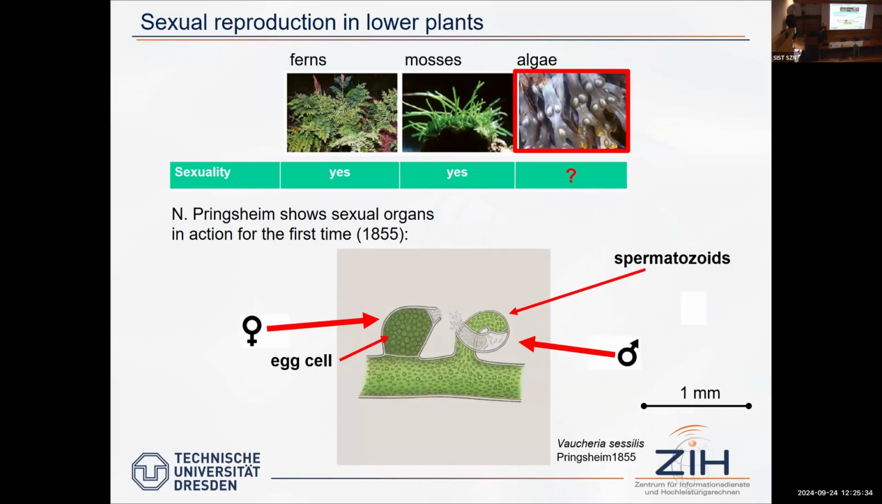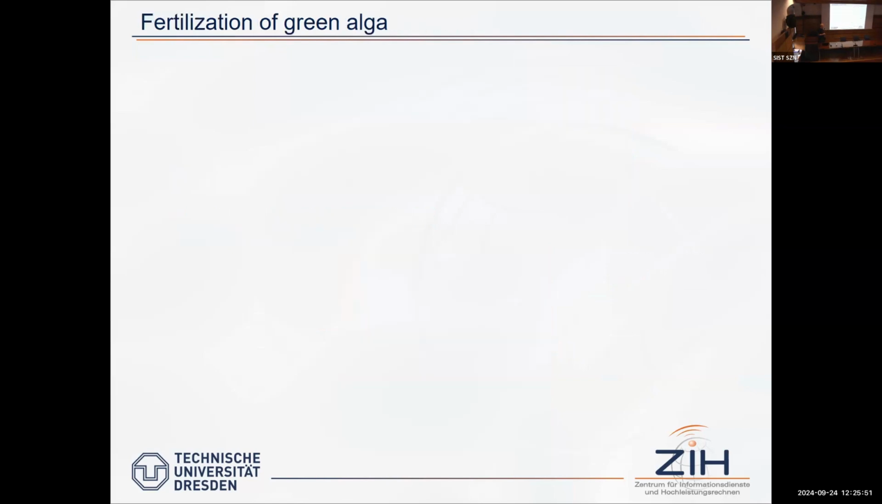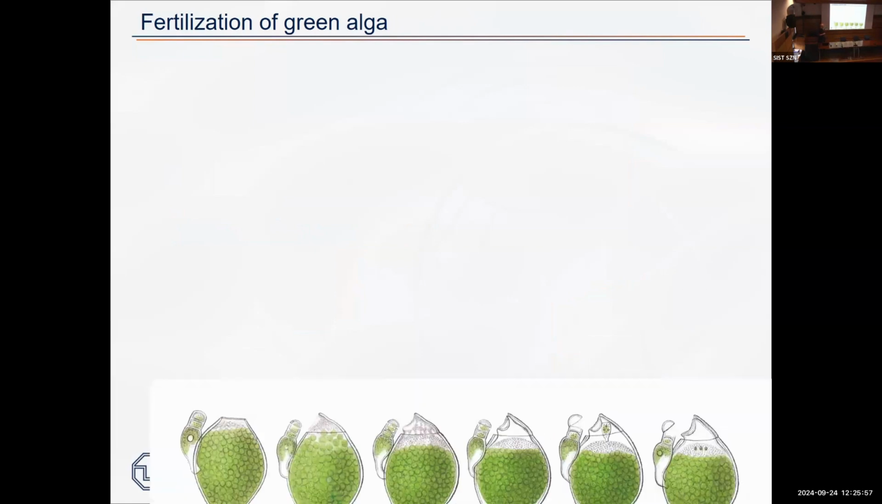And this was very much provoking, and he got a lot of critical feedback. Other botanists didn't believe it, and maybe he has not cited other works sufficiently. So he continued his research. And then one year later, he saw for the first time fertilization in a green algae.